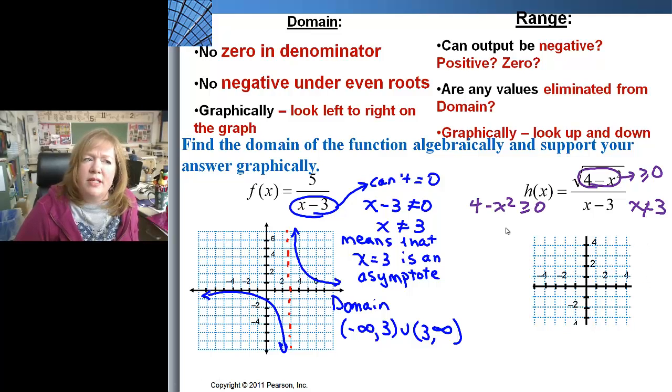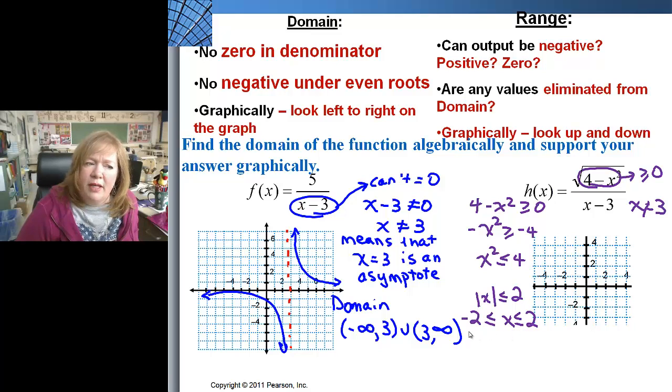So when you do this out, you have to solve that inequality. 4 minus x squared has to be bigger than or equal to 0. So the opposite of x squared has to be greater than or equal to negative 4. And if you do this out, x squared would have to be less than or equal to positive 4, which means the absolute value of x has to be less than or equal to 2. And so x has to be between negative 2 and 2. Some people can go from here to here, but I would put this intermediate step in there.